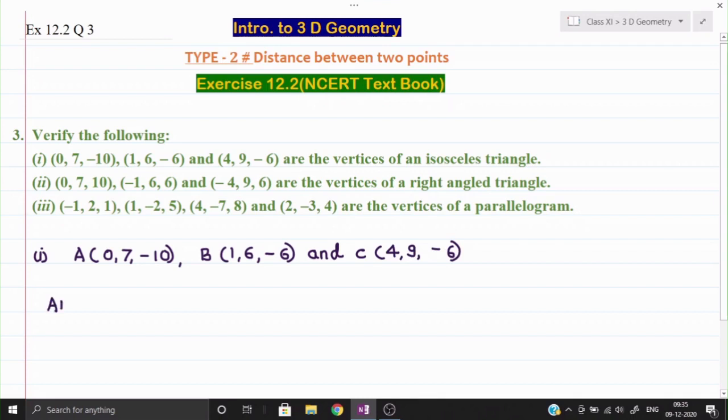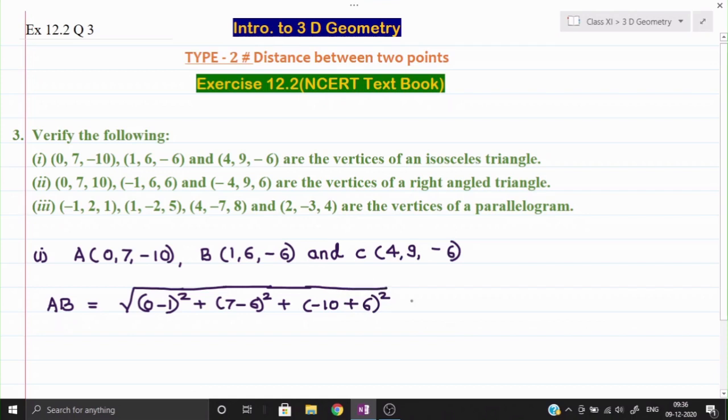First I am finding the value of AB, means I am applying the distance formula and getting the value of AB. The method will be the same. We shall subtract the x coordinate, y coordinate and the z coordinate. So first x coordinate, it is 0 minus 1 whole power 2 plus 7 minus 6 whole power 2 plus minus 10, and when we subtract minus 6, this minus sign and the minus sign that comes between them will multiply and become plus, so whole power 2 again.